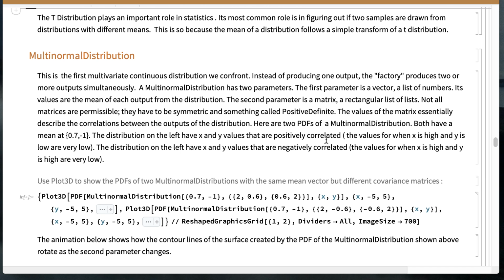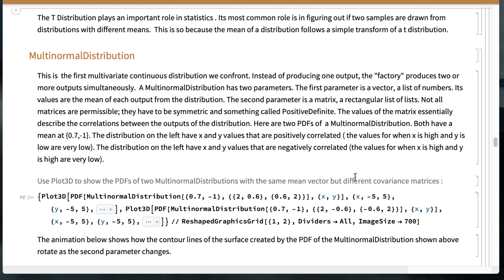The second parameter is a little bit complicated. It's a matrix. If it's producing 3 outputs, it's a 3 by 3 matrix. If it's producing 7 outputs, it's a 7 by 7 matrix. Not all the matrices are permissible. They have to be symmetric, meaning that if I flip the rows and columns, I'd get the same matrix. And they also have to be something obscure called positive definite that I won't define here.